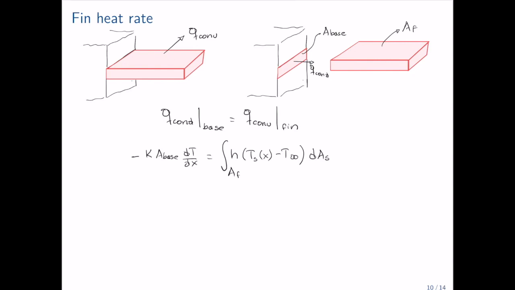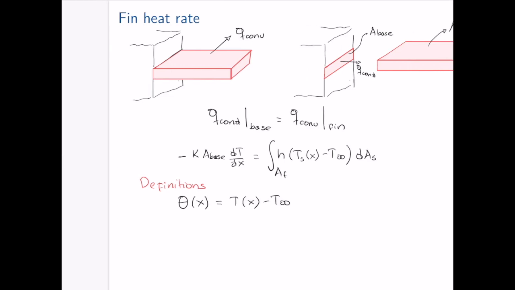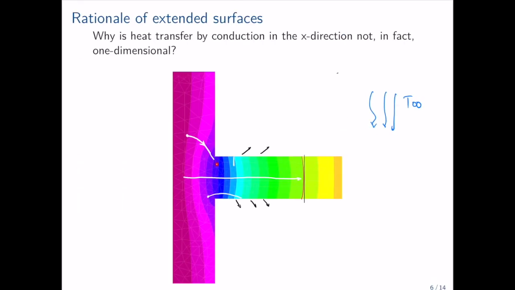Now, some definitions that are very useful in this analysis of fins. We are going to define theta of x as the temperature at some point x in the fin minus T infinity. The temperature will change from the temperature of the base to the temperature of the tip. Let's see it in this drawing. So the temperature is going to change. This is T of s, which depends on x, and this distance is x.